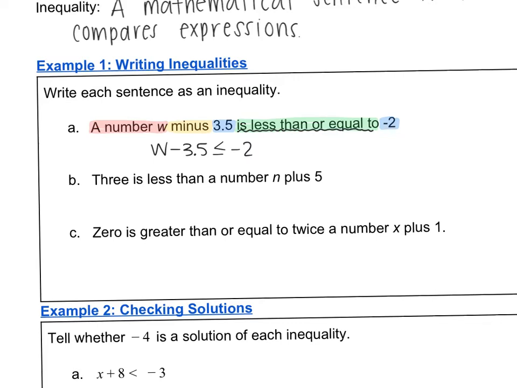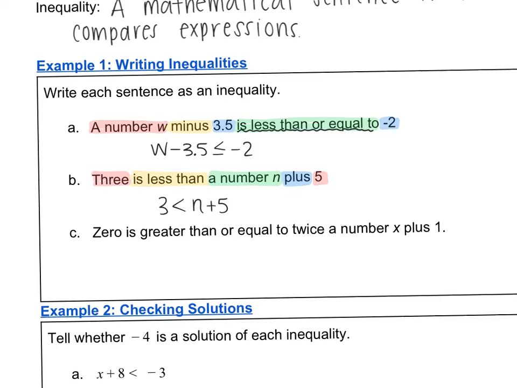So let's try again. The next one says 3. My symbol will be is less than. My variable is a number n. A number n just means, hey, n's your variable. Plus 5. So let's write each of those out. 3 less than, so let's use the less than symbol. A number n, so n plus 5. There we go.